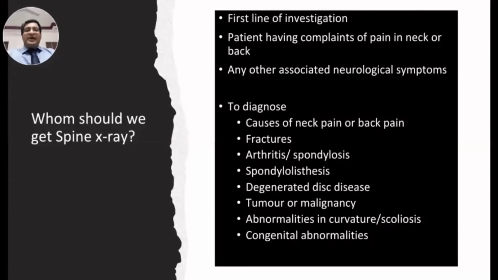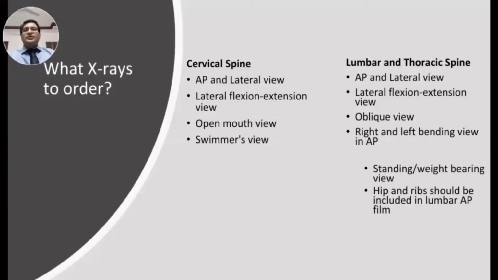Whom should we get a spine X-ray? It is the first line of investigation in patients having spine problems and associated neurological problems, and it can be helpful in diagnosing a variety of spinal conditions. So, we should normally get AP and lateral films as a first line of investigation. If we suspect instability, lateral flexion extension views are also advisable.